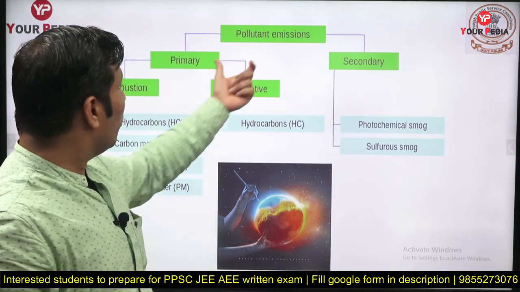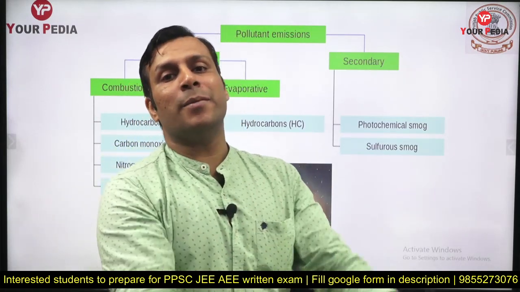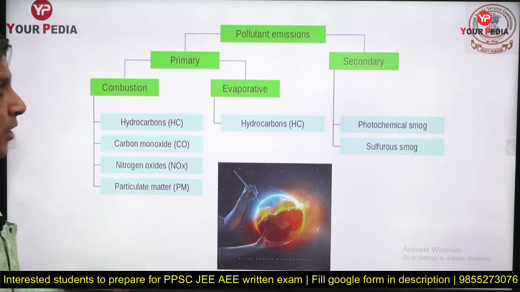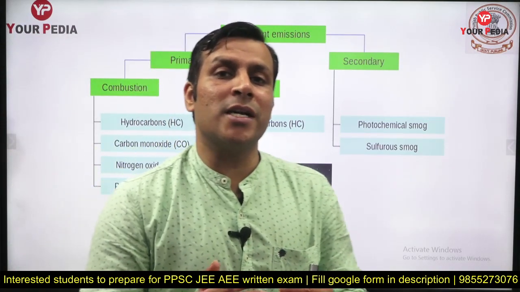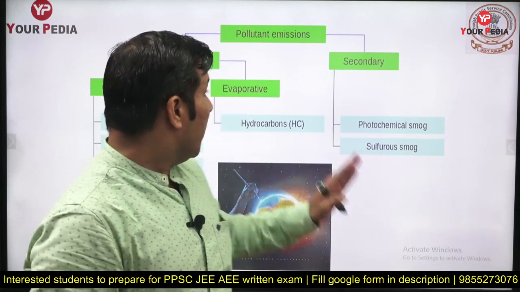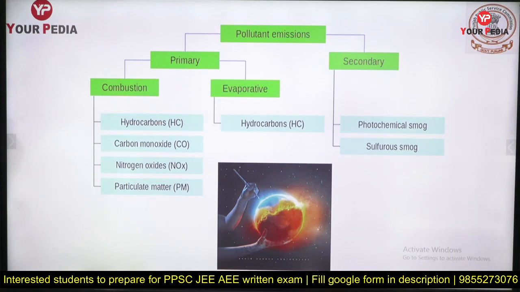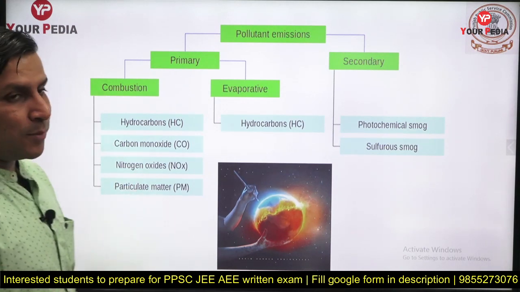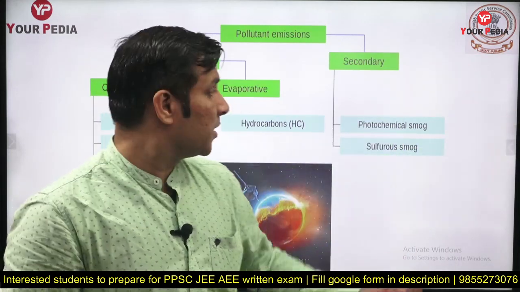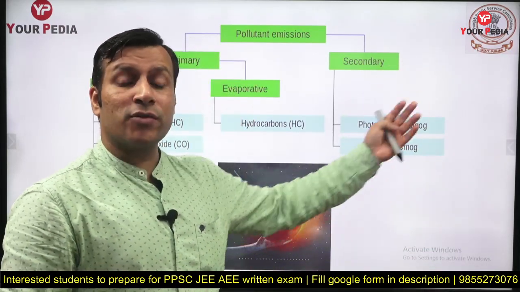What are primary pollutant emissions, guys? Primary pollutant emissions are caused by pollutants which come directly out of the source, like hydrocarbon, carbon monoxide, nitrogen oxide and particulate matter, directly from an IC engine or a thermal power station. But when they enter the atmosphere, they react under sunlight and cause other detrimental effects like photochemical smoke or sulfurous smoke. That is known as secondary pollutant emission.